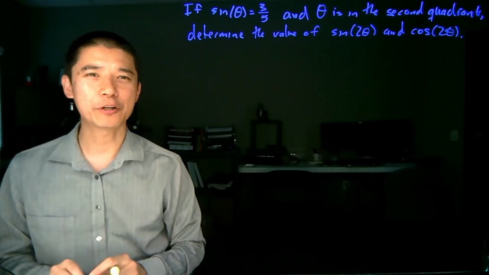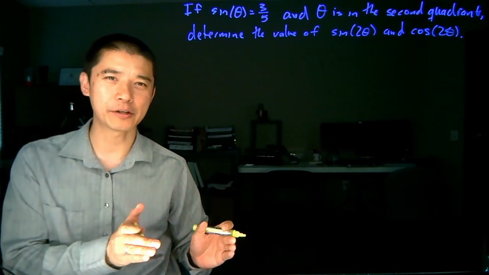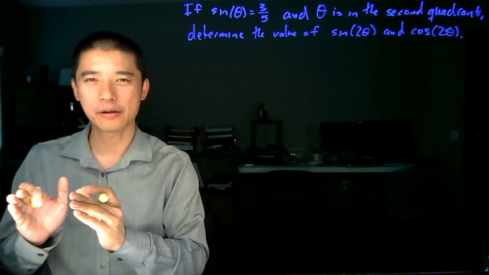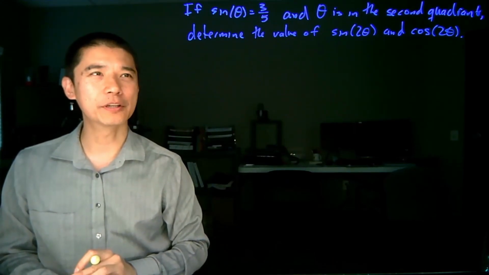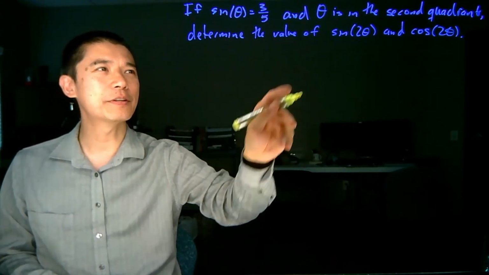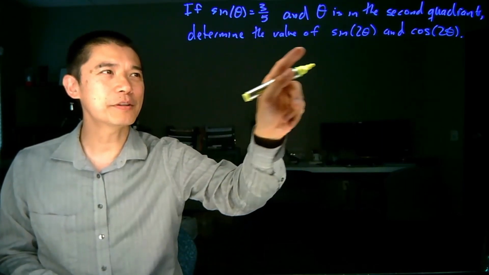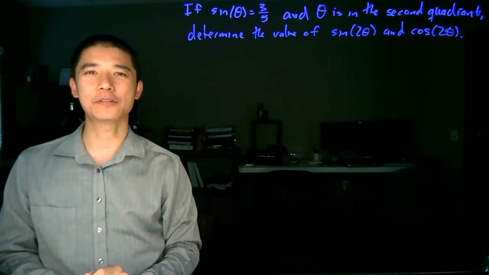One of the problems that we've run into in the past was the calculation of one trigonometric function based on values about another trigonometric function. This is the same thing except using the double angle formulas. If sine of theta is equal to 3/5 and theta is in the second quadrant, determine the value of sine of 2 theta and cosine of 2 theta.